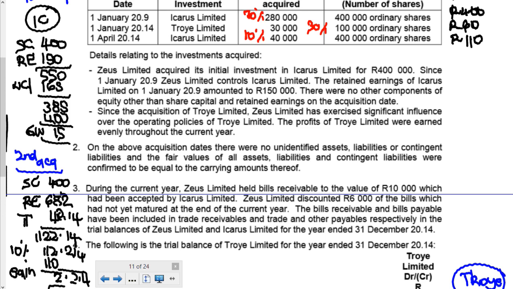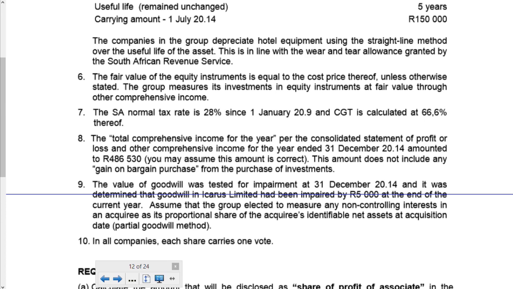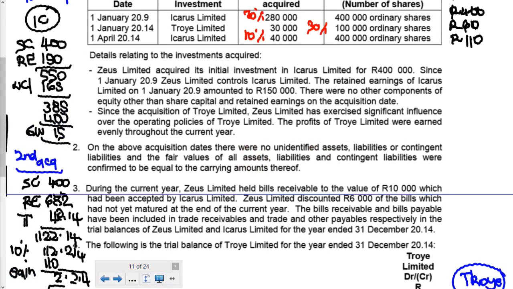Okay, so first acquisition of Icarus, goodwill of 15. They tell you somewhere about goodwill being impaired, do they not? Or do they say it's not impaired? It's impaired by 5, so the goodwill on the face will then be 10. And then the second acquisition happened in the current year.